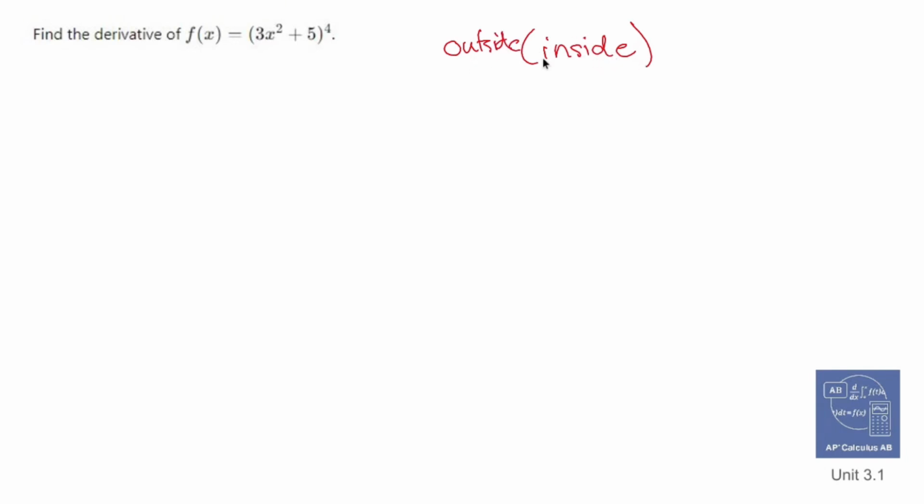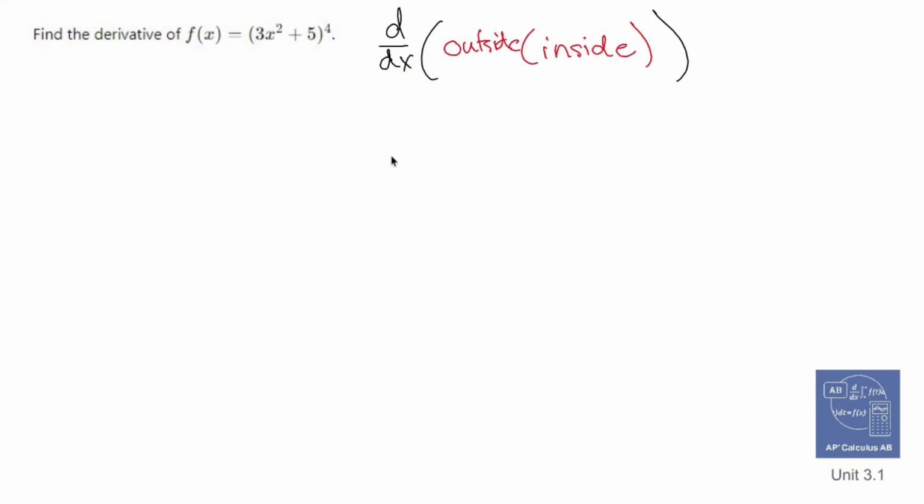Now, if I were to compare this to this, my outside stuff would be to the fourth power. My inside stuff would be 3x squared plus 5. So this is how I view the chain rule. I know different teachers and different professors are going to handle this differently. They'll have their U's or they'll have their V's or they'll have the F's and G's or whatever. But I like to view it like this.